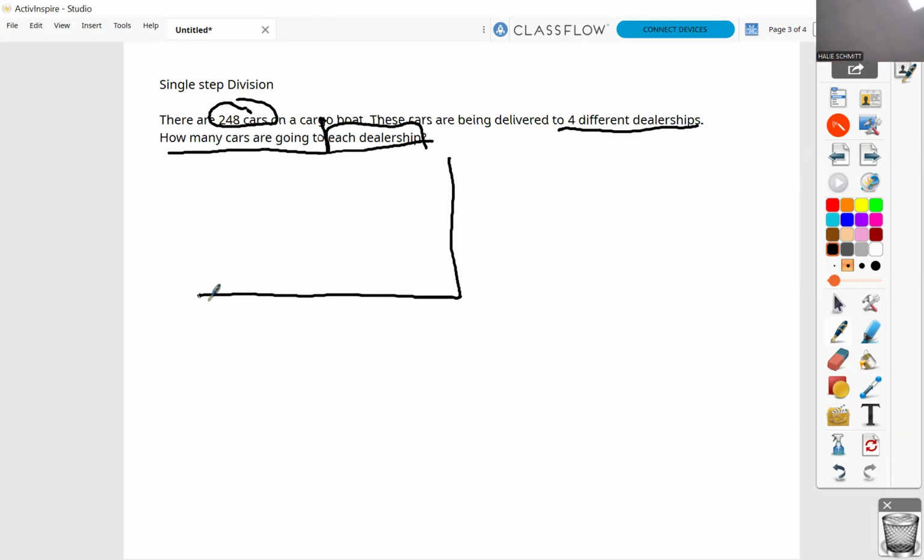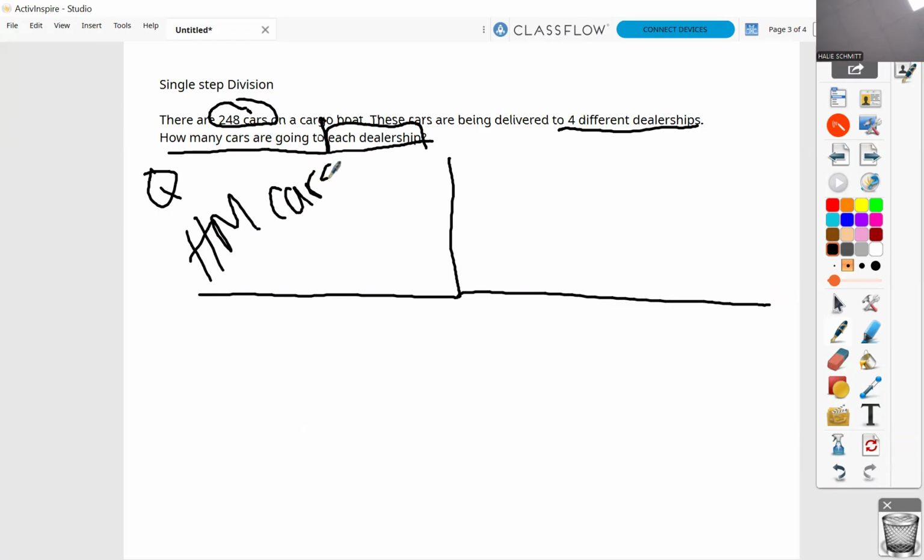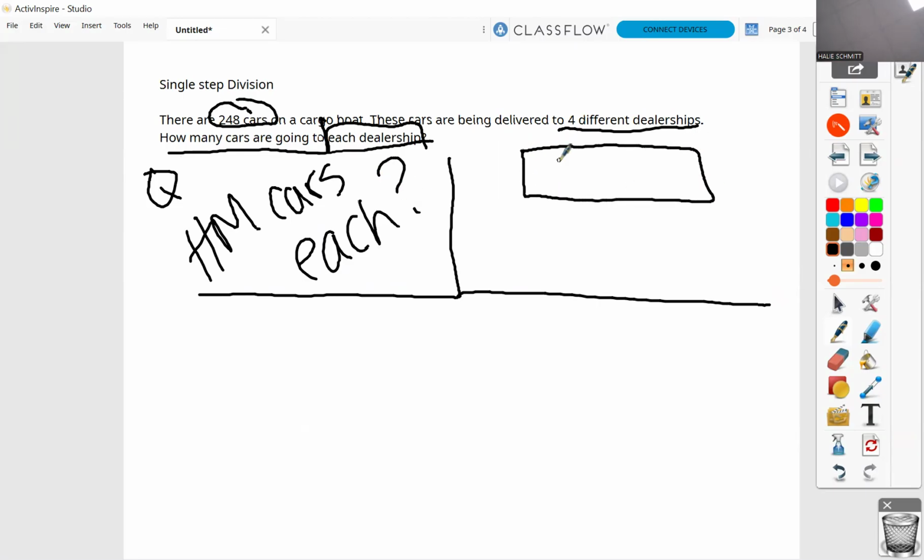Okay, again, we're going to do our window pane setup. So our question goes over here. How many cars to each, right? So I have a total of 248 cars, and I'm separating them into 4 different dealerships.